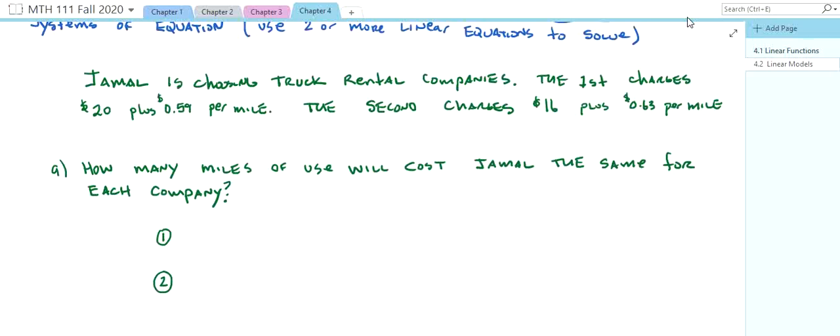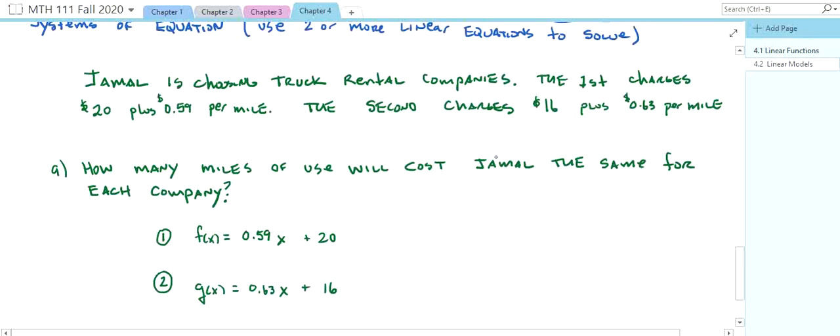So we can write linear equations here for this information. For the first one, let's call it f of x. f of x equals 0.59 times x, since I'm using x in my function, times x miles, but the truck also costs $20. And the second one, we'll call it g of x, equals 0.63x, and the truck has an initial charge of $16.